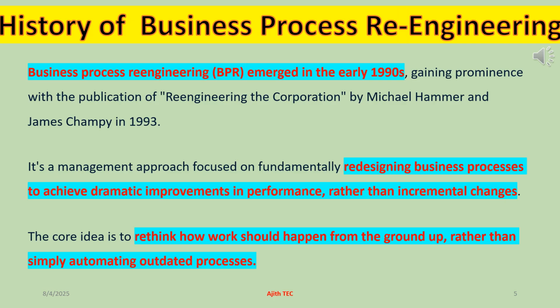It gained prominence with the publication of Reengineering the Corporation by Michael Hammer and James Champy in 1993. BPR emphasizes a holistic approach, encouraging companies to rebuild processes from the ground up rather than making incremental changes. In essence, BPR represents a shift from incremental improvements to a more fundamental and transformative approach to business process management.